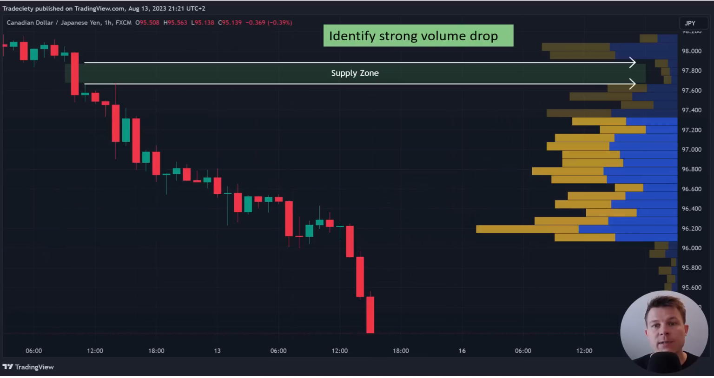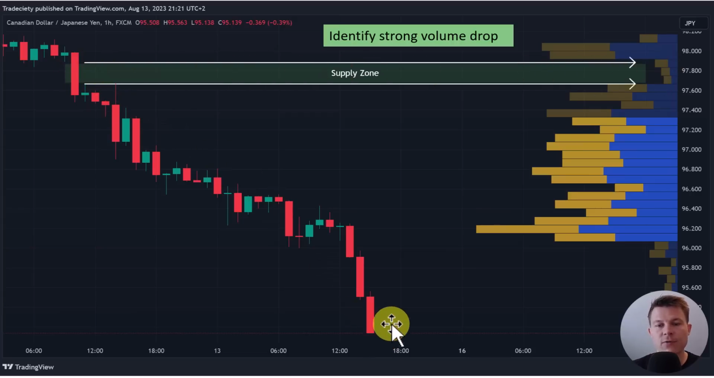Another example here with a supply zone. What you have here is a very strong drop, and then when we go here to the volume profile, you see that after a very large volume bar, we almost have no volume. This is a significant drop off. This validates that here is a very strong supply area.